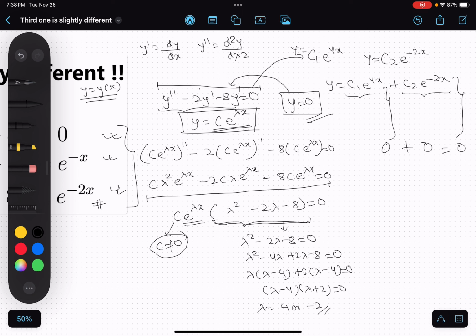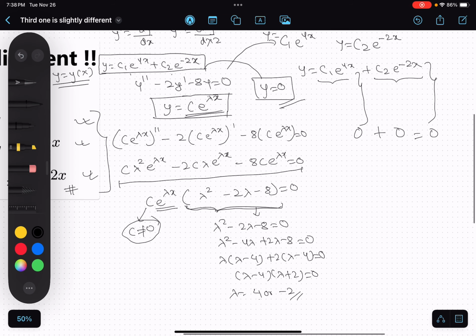So a general solution for this differential equation will be c1 e^(4x) + c2 e^(−2x) for any values of c1 and c2. For any values of c1 and c2, this differential equation will be satisfied. c1 and c2 can be determined if there are additional restrictions, but there are not. So this is our solution for now.